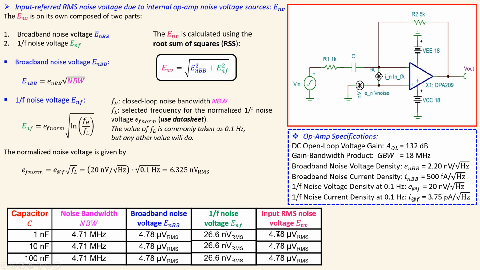You can actually see it is 4.78 microvolts RMS, because this is dominating the situation here, because it is 4.78 microvolts RMS and this is just 26.6 nanovolts. So this is definitely much larger than that one. Then we have this value here. Okay, that's done for this, and we again see that the dominating part is the broadband noise voltage.